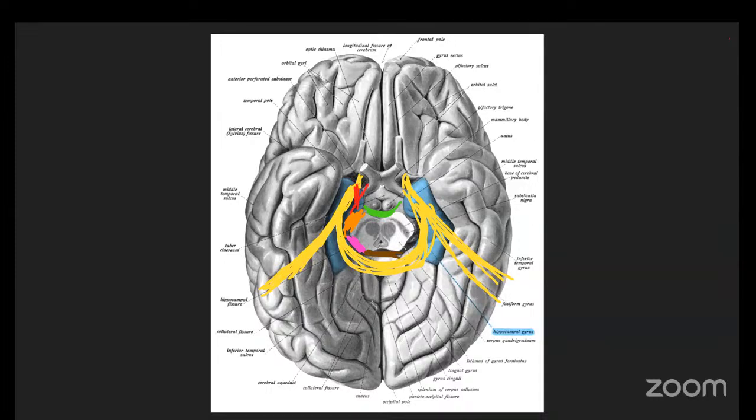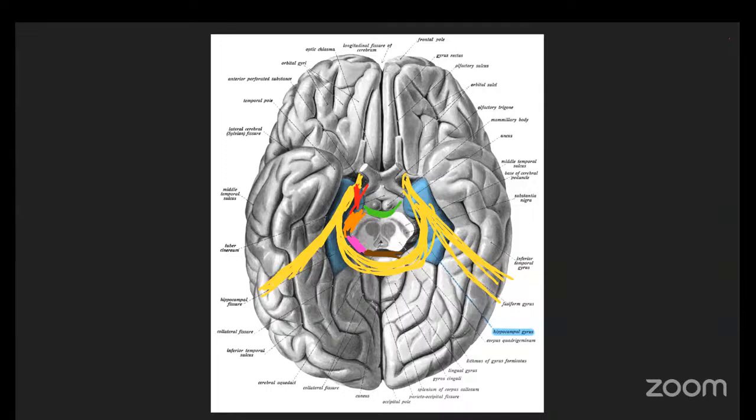Can someone tell me why PCA gets these infarcts when there is raised ICP? Because of the uncal herniation that compresses the posterior cerebral artery. Your voice was not clear. So I'm not sure if what you said was right or wrong, either way.